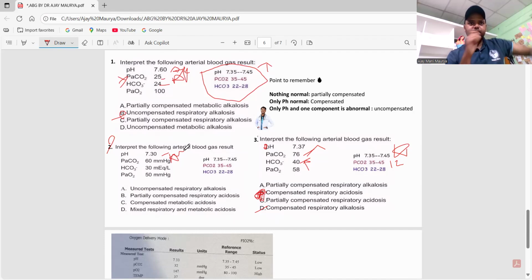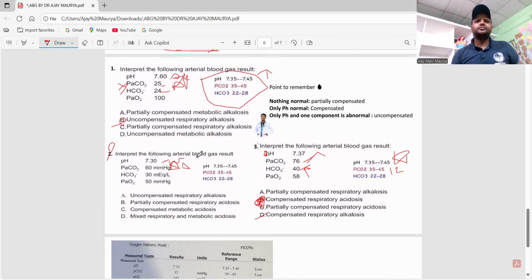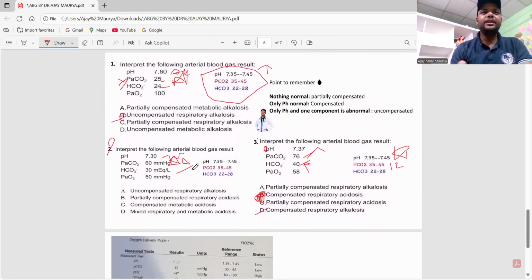Then PCO2, how much? 60. If the CO2 is 60, it means more than 45. CO2 is acidic, so it is also acidosis. And here, guys, see, HCO3 is 30. HCO3 is also 30. Among these three values, check whether anything is normal.